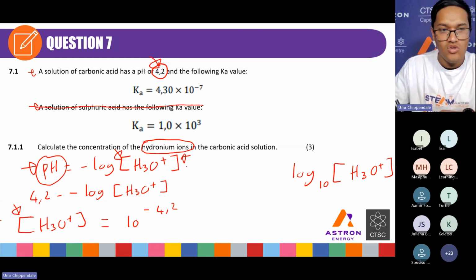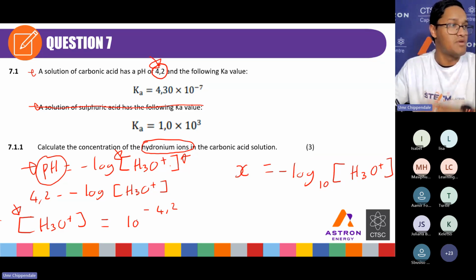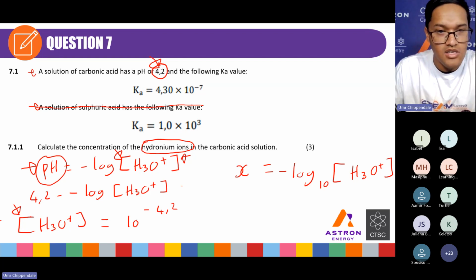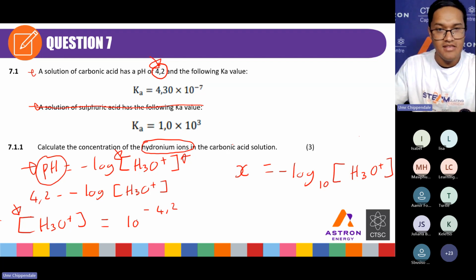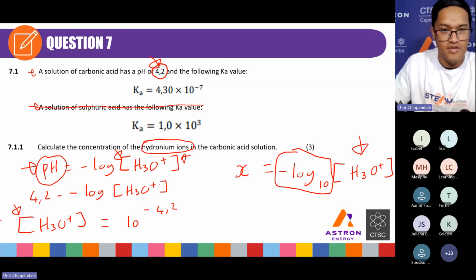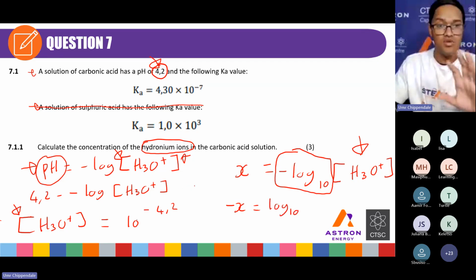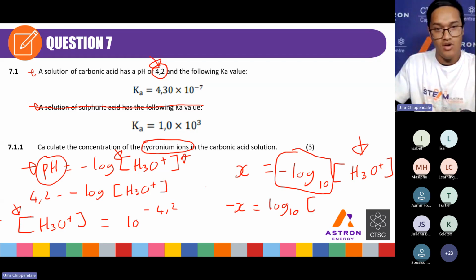Now, this is not just log, it's called negative log, right? Now, let's say, for instance, you have this as x, as a hypothetical. This is what you have over here. Then, in order to make this the subject of the formula, we of course need to get rid of all of these. So the first thing you do is get rid of this first one by taking the negative over. So your answer will be negative x is equal to your log of base 10. Remember, it's a given, but you normally don't write it, which is to your hydronium ions.